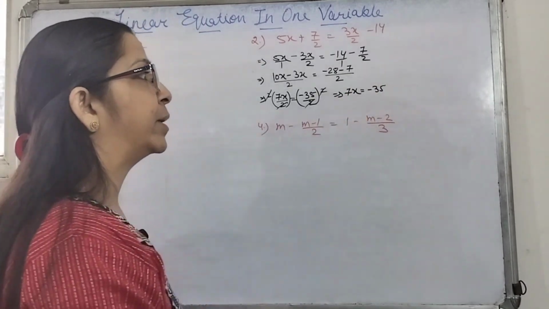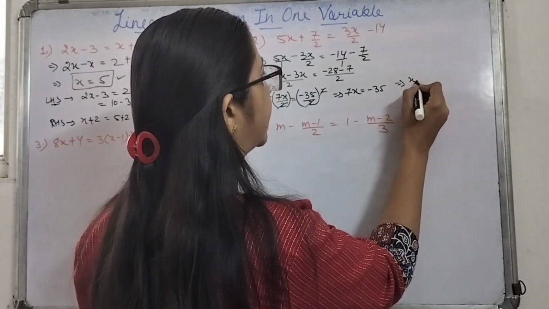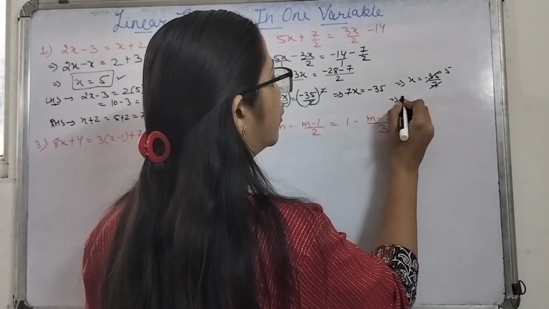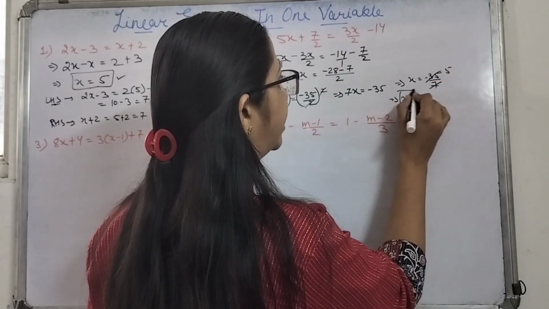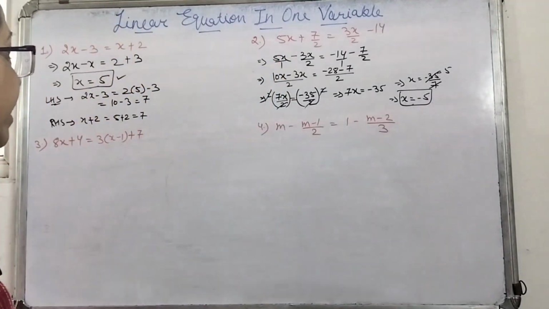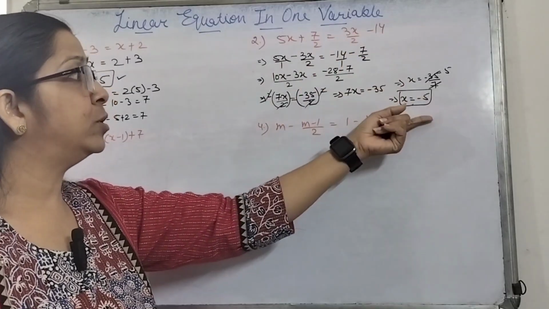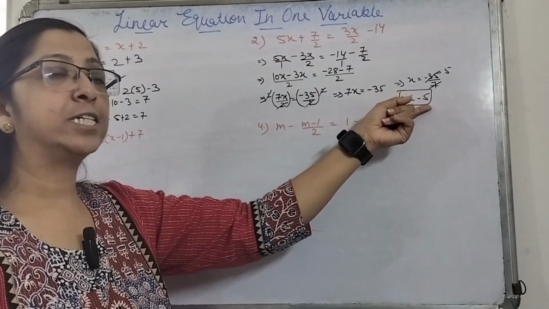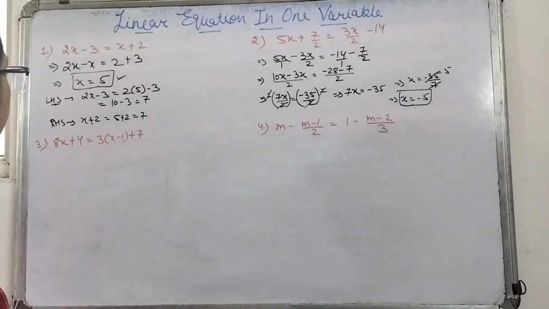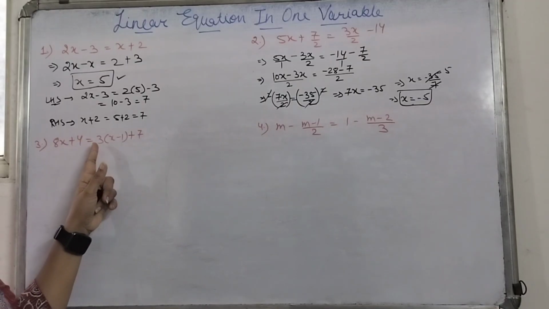Now 7 is in multiplication with x. So when we transpose it, it will go in division. So x will be minus 35 divided by 7. 7 fives are 35. So the value of x will be minus 5. This is the solution of this given equation. We can check by keeping x equal to minus 5 in the LHS and also in the RHS. For x equal to minus 5, the value of the LHS will be equivalent to the value of the RHS.